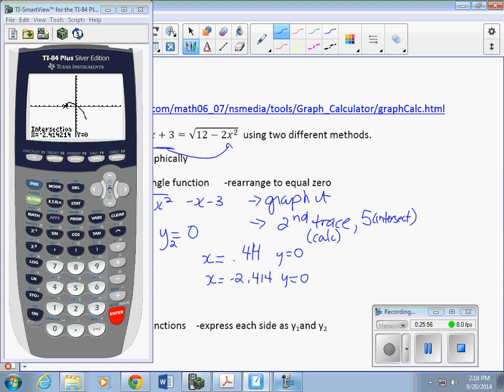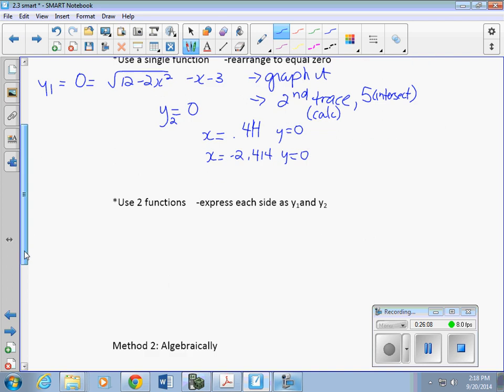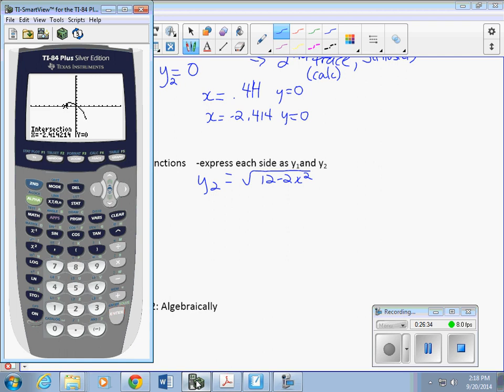So the second point was when it equaled negative 2.414. Okay, so now we want to do this using two functions, like we did in the other one where we graphed both sides of the equation. So our equation 1 is going to be x plus 3, and our equation 2 is going to be the square root of 12 minus 2x squared. So we're going to do the same thing. We're going to pull up the calculator and put those values in there and see if we can get the same answer.